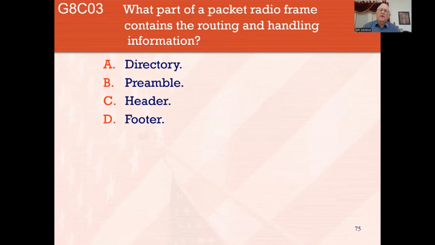What part of a packet radio frame contains the routing and information handling? That's going to be the header, the first part of it. The packet is the whole container for all the data that's going to be transmitted at one time. The beginning of the packet will be the header, which gives the routing and handling information, telling the receiver what to do with the data and how to handle it.